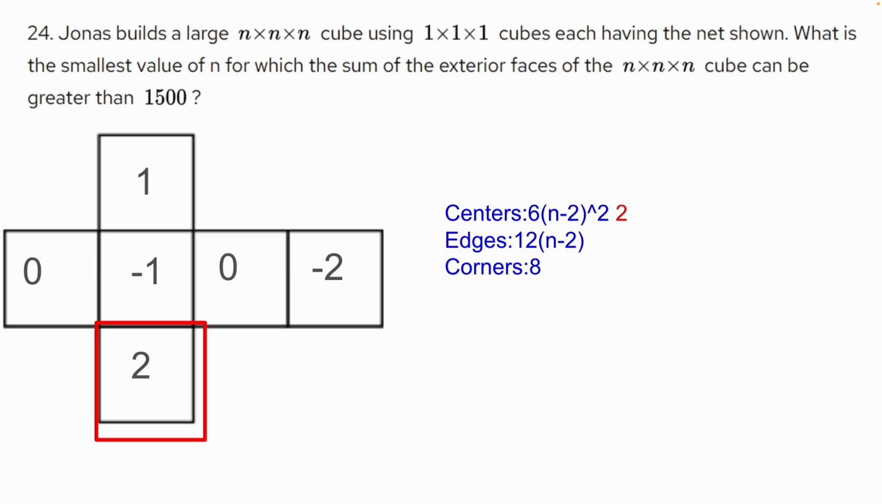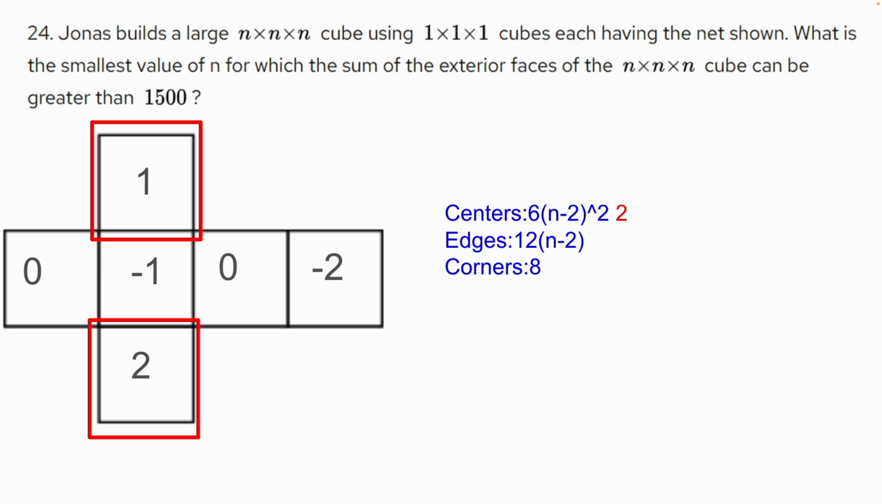If we look at the net, the 2 largest numbers on it are 2 and 1. But those numbers are on the opposite sides of each other, so it's impossible to include them both in the same edge. So the best we can do here is 2 and 0, which gives the edge a value of 2. So now the corner. For the corner, we're going to have to include 3 faces. Again, using the 2 and the 0, the largest number we can add to that is -1. So that gives our corner a value of 1.